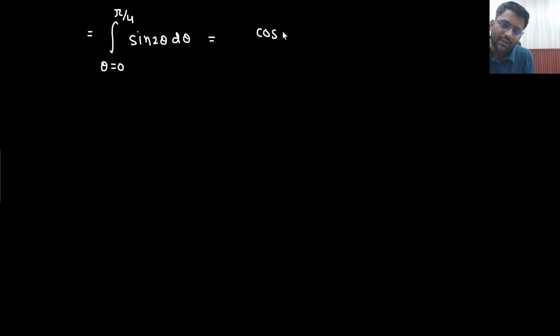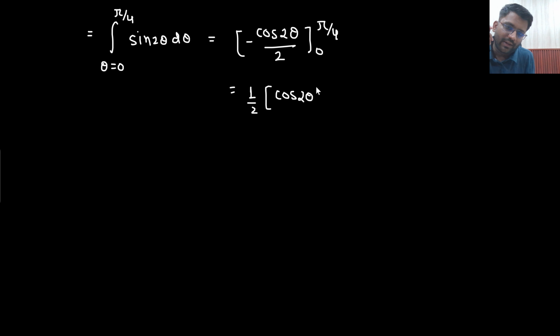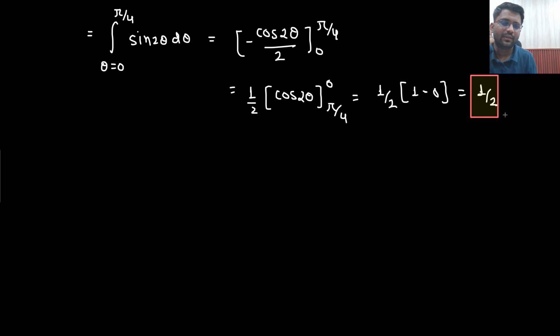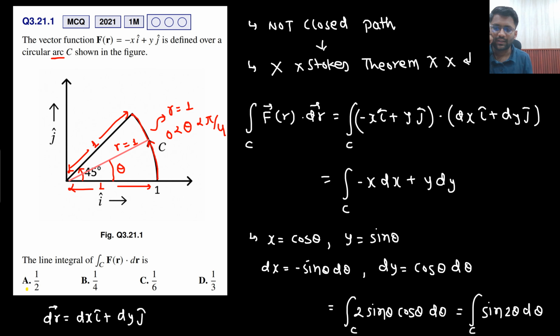So what is the answer you will be getting? The integral of sin 2 theta is minus cos 2 theta divided by 2, with limits going from 0 to pi by 4. You take 1 by 2 outside, and you can interchange the limits if you want to kill the negative sign. So 1 by 2, cos 0 is 1, cos pi by 2 is 0. What is the answer you are getting? 1 by 2. So always solve these kinds of questions with patience, and you will always get it correct. The answer is 1 by 2.